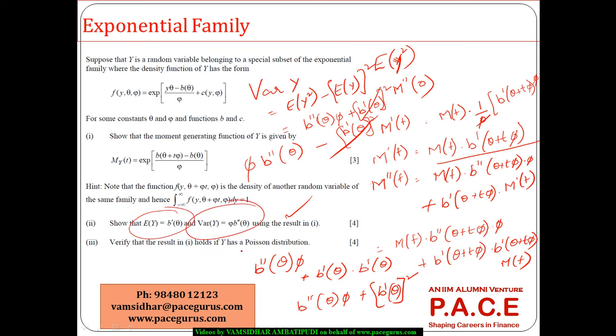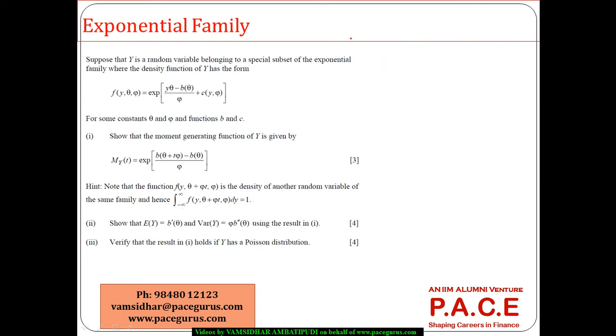Verify the result in one holds if y has a Poisson distribution. Okay, what is the situation for a Poisson distribution here? How does the Poisson distribution work? The probability density function is lambda to the power x, e to the power minus lambda, divided by x factorial. So this is what I'll have to write in the exponential form.